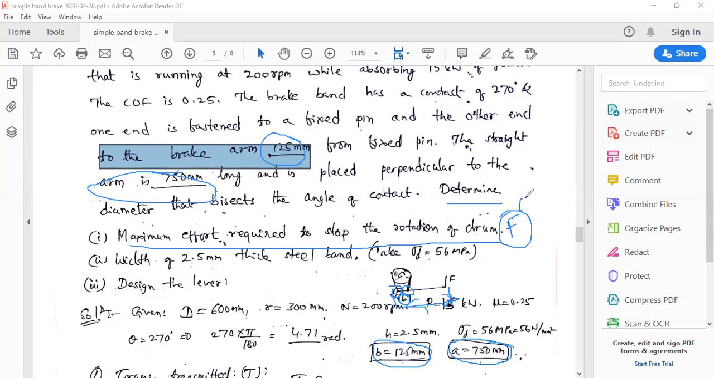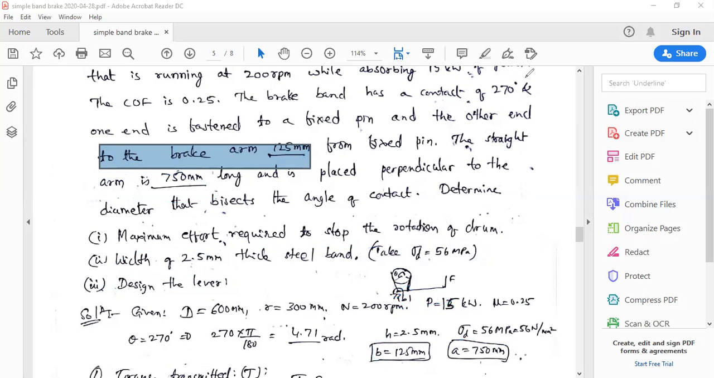We have to find F for clockwise as well as counterclockwise rotation, and the maximum among these two is considered as F max, the maximum effort required. The width of 2.5 mm, that is the h value, is given, and sigma d, which is given here as 56 MPa, and design the lever. These are the steps and things that we have to calculate here.